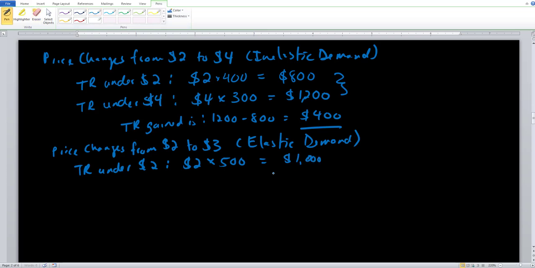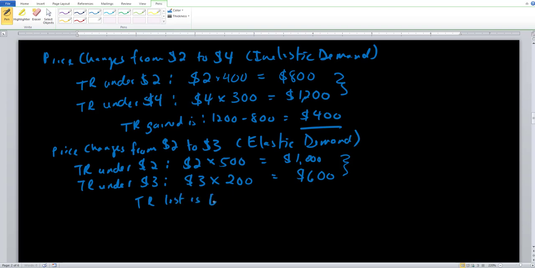We do the same thing in terms of total revenue under $3 now. We raise the prices, so total revenue under $3. It's going to be price, $3, times quantity, which goes down to 200. And we notice that, oh no, our total revenue has fallen down to $600 now. So in this instance, when we take the difference between these two numbers, we notice that our total revenue has fallen by $400. So total revenue lost: 600 minus 1,000 will give us negative 400. So we lost $400 in this instance.